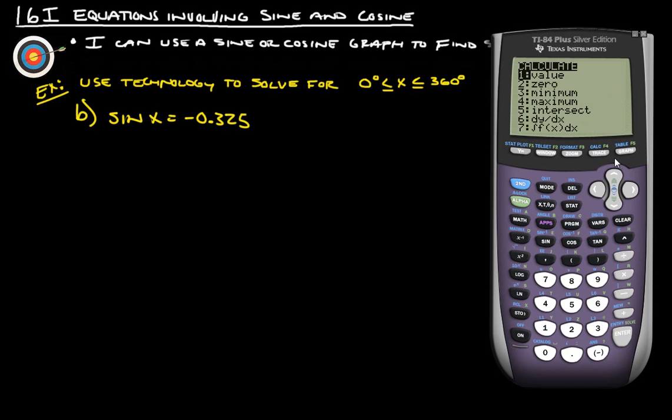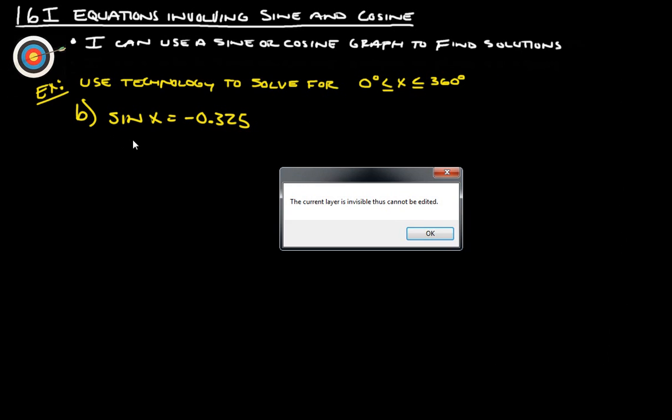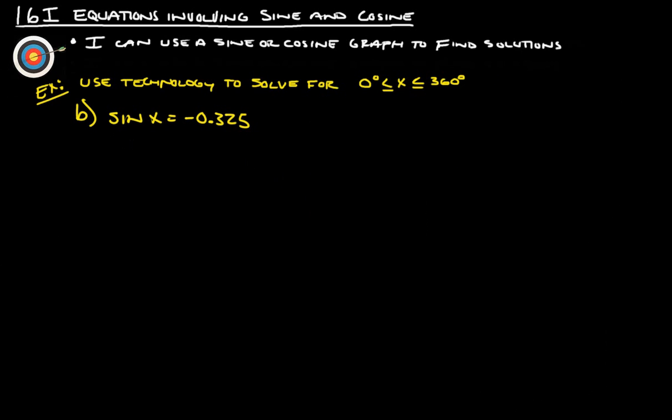So we do second, calculate, intersect, and let's see, we'll push enter, enter, and enter, and it gives us the intersection of 198.96. So let's call that 199. So the intersection is 199 degrees.